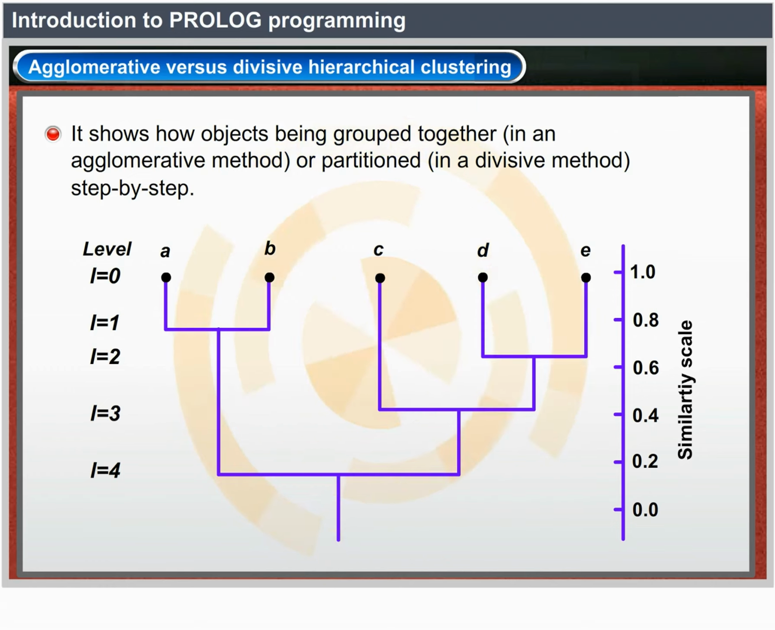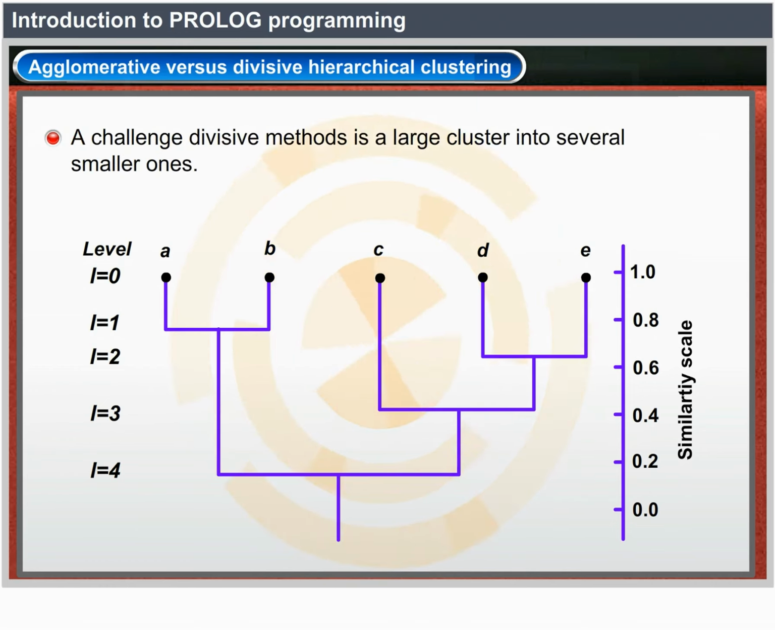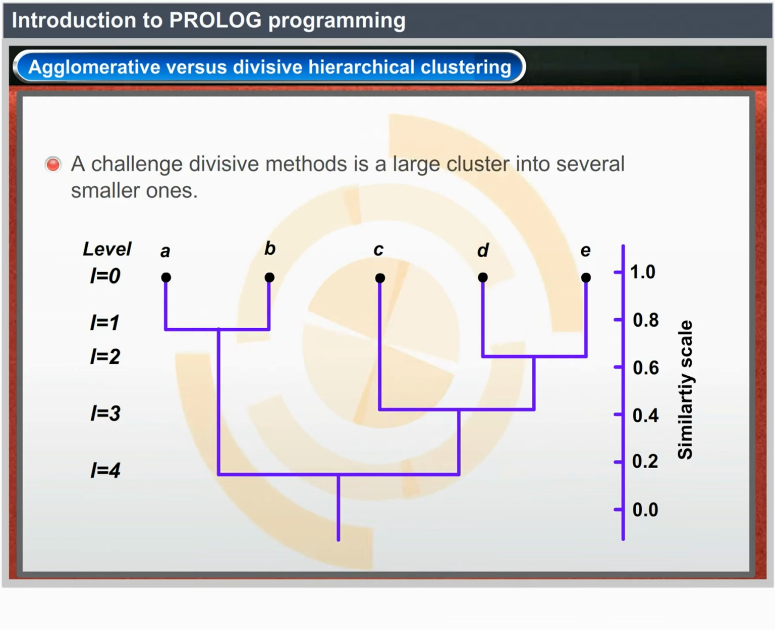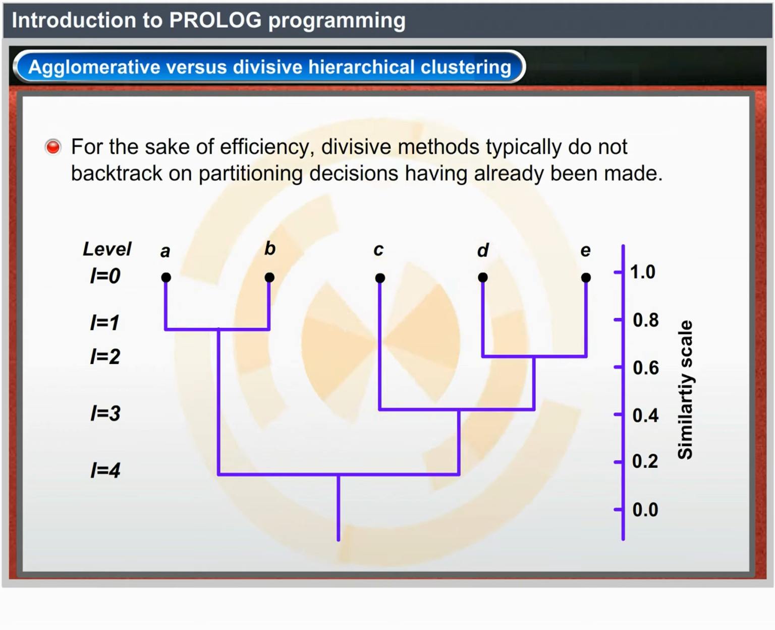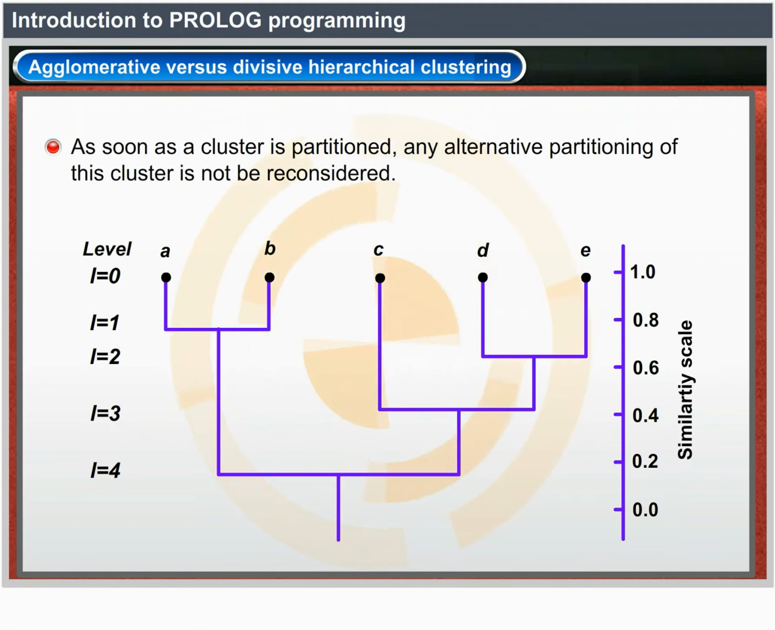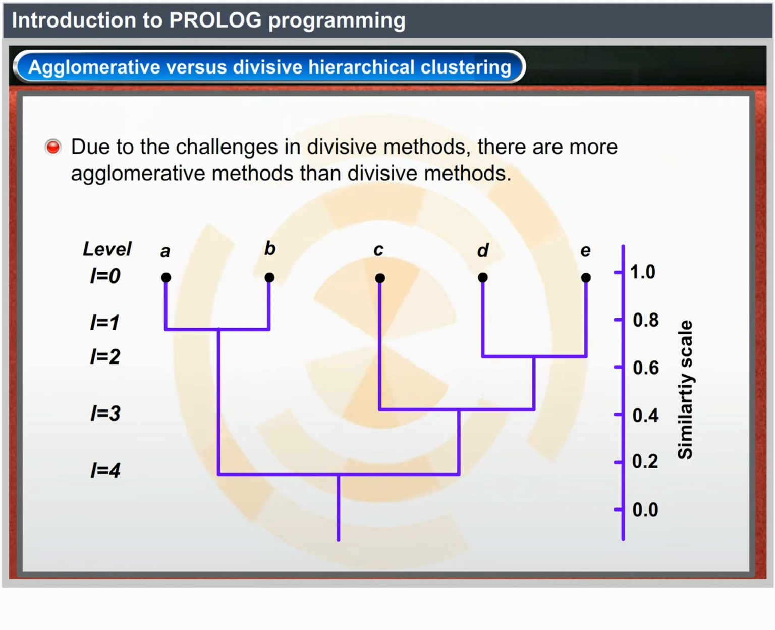A challenge with divisive methods is how to partition a large cluster into several smaller ones. A divisive method typically uses heuristics in partitioning, which can lead to inaccurate results. For the sake of efficiency, divisive methods typically do not backtrack on partitioning decisions that have been made. Once a cluster is partitioned, any alternative partitioning of this cluster will not be considered again. Due to the challenges in divisive methods, there are many more agglomerative methods than divisive methods.